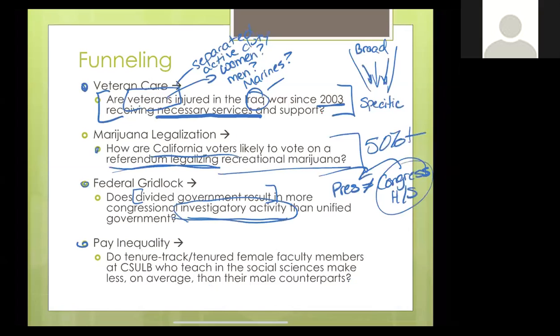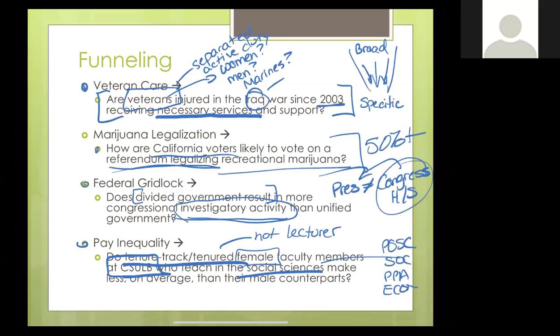Pay inequality, do tenure track or tenured females, right? So we know we're talking about females, right? We're not talking about part-time lecturer staff, right? We're talking about only Cal State Long Beach, we're talking about social sciences, so we may have to define this as, right, political science, maybe sociology, public policy and administration, econ, right? We can have a specific list of which programs we mean and which ones we don't mean.